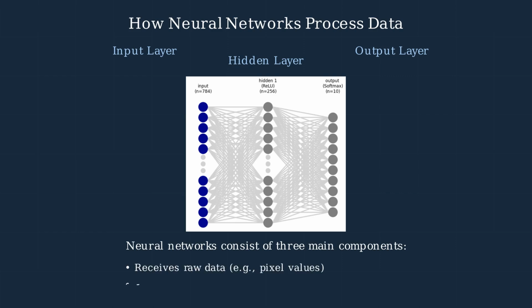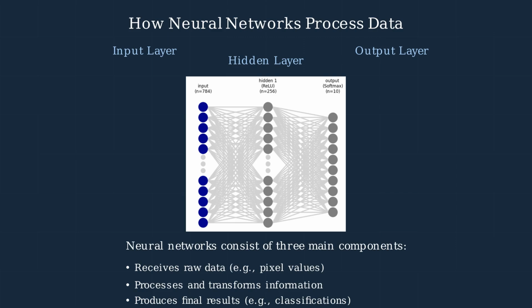The input layer receives raw data, such as pixel values from an image. The hidden layers process and transform this information. The output layer produces the final results, like classification probabilities.